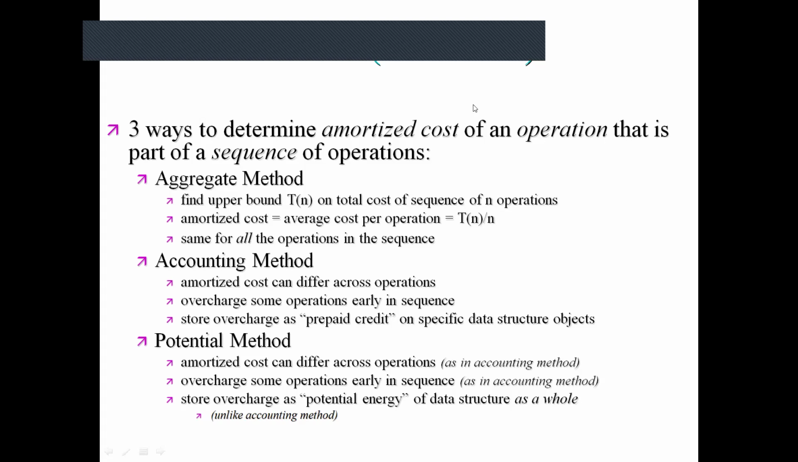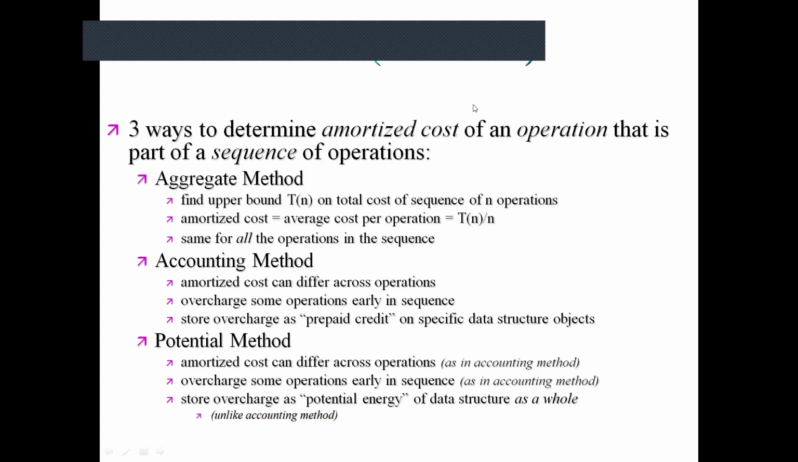The second one is the accounting method, where the cost can vary across operations. That is, you try to charge some of the operations, whereas you do not put any charge on another set of operations. So we'll look into that later.